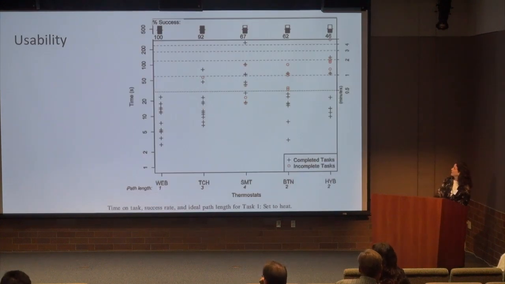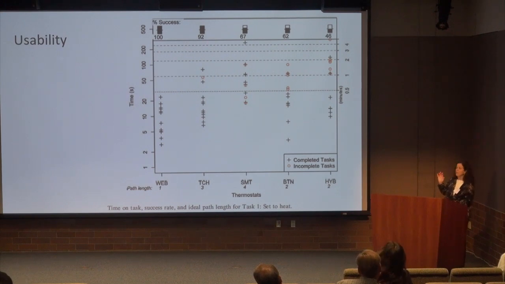So, and I'll walk you through this. This is kind of complicated. So the 5 thermostats are on the bottom: a web-based one, a touch thermostat, a smart thermostat, a button thermostat, where the only way you can interact with it was through push buttons, and a hybrid which had both a touch screen and buttons. Okay, and so this was the first task.